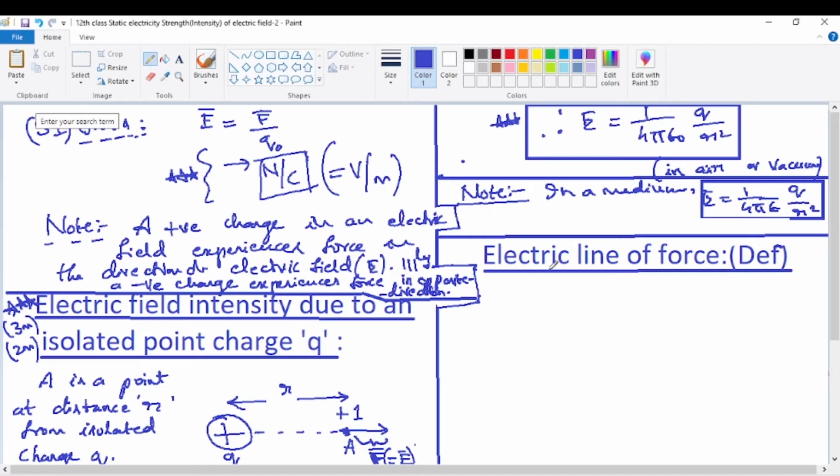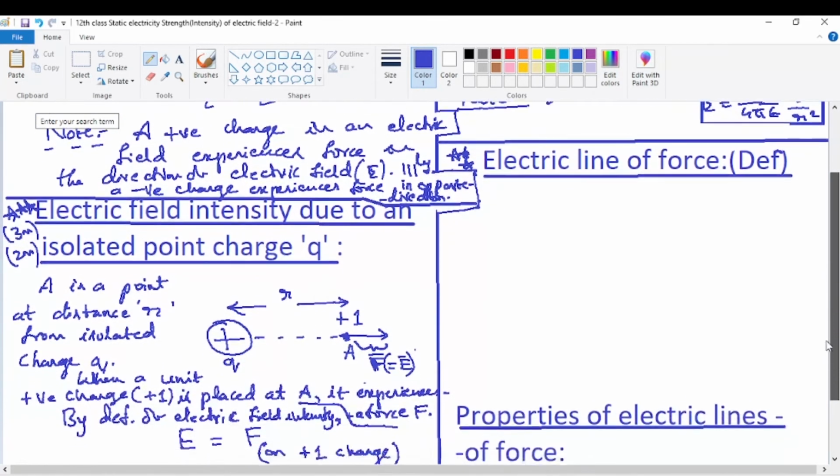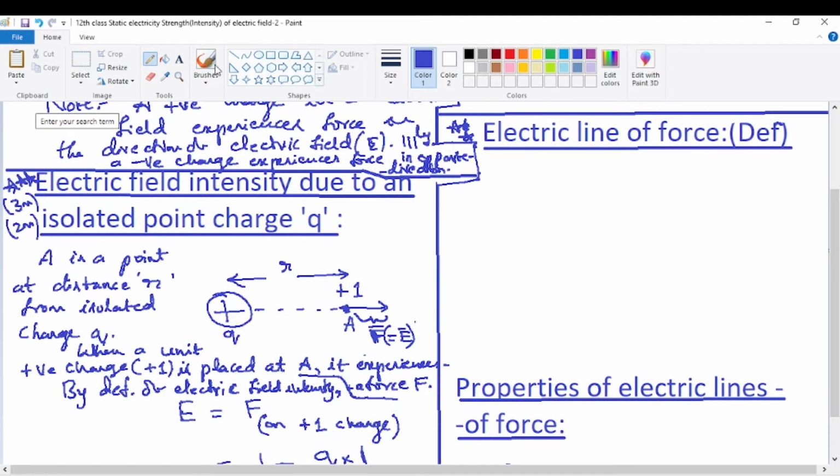So next topic, a simple topic, electric line of force. So what is an electric line of force? Now this topic you have already learnt to some extent in the previous years. Here again it is very important because it's a definition, and that makes it even more important. So what is an electric line of force?